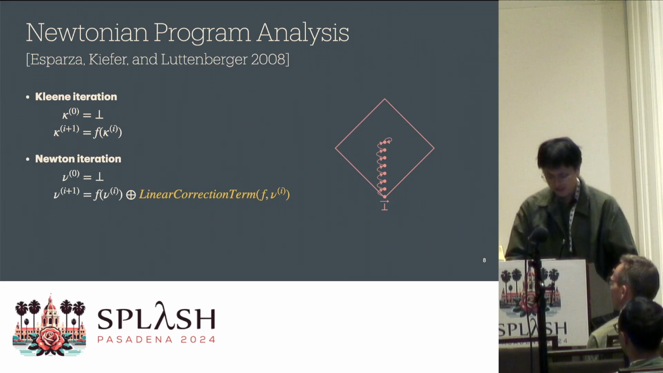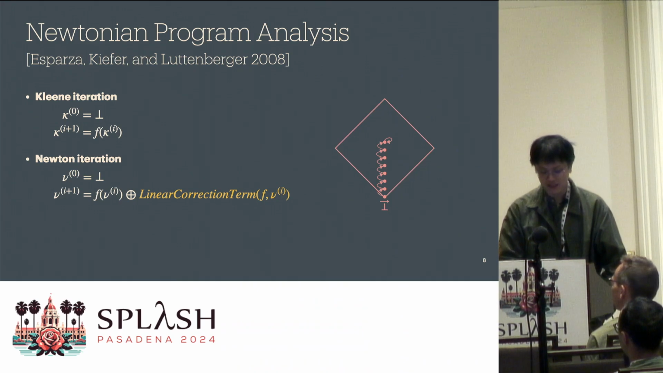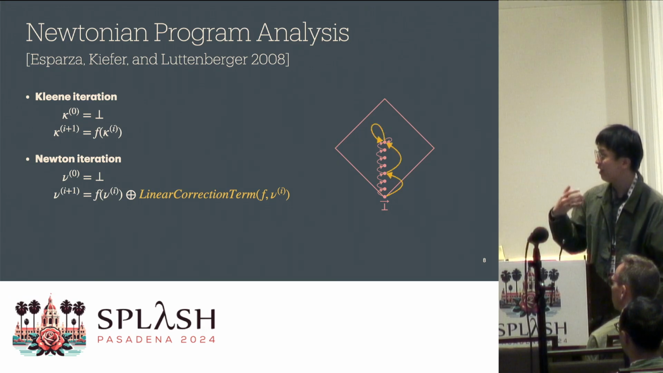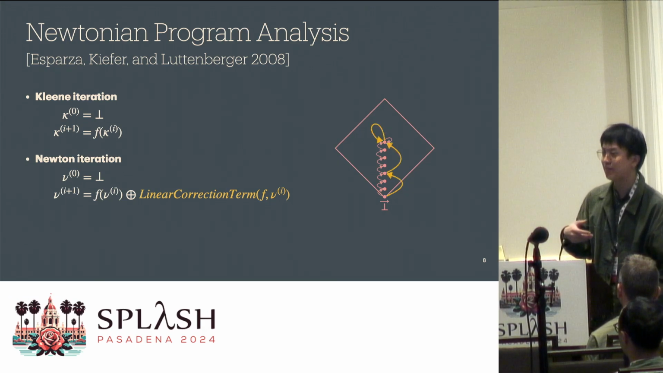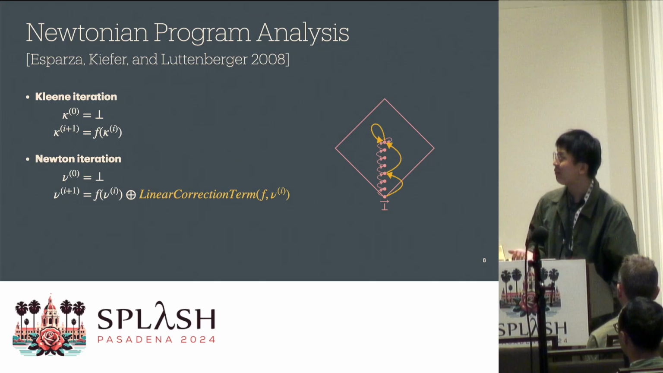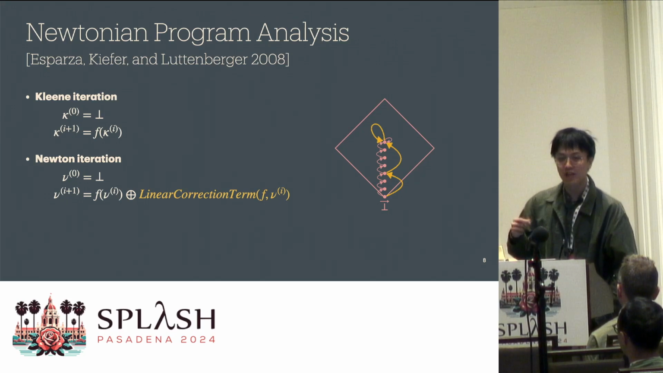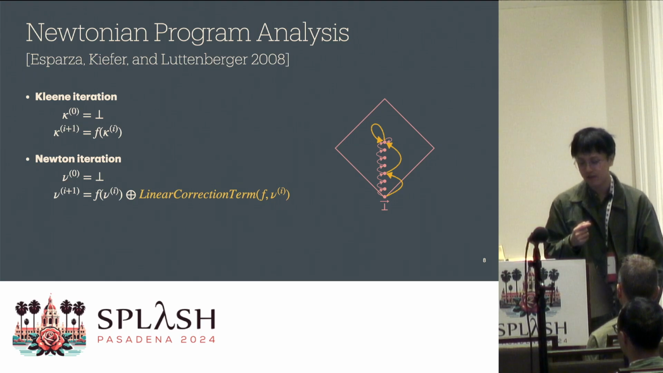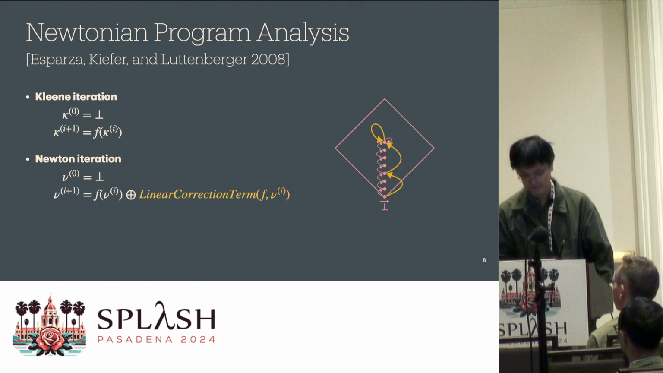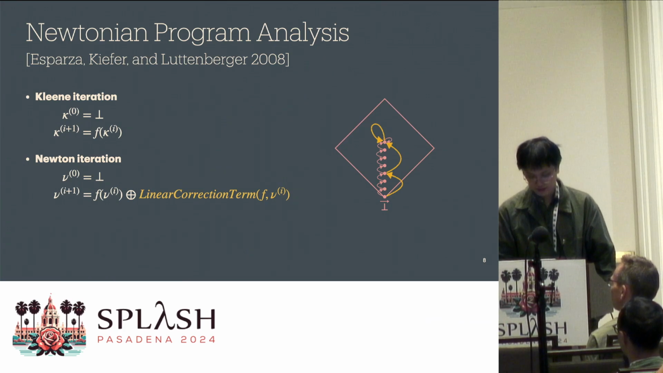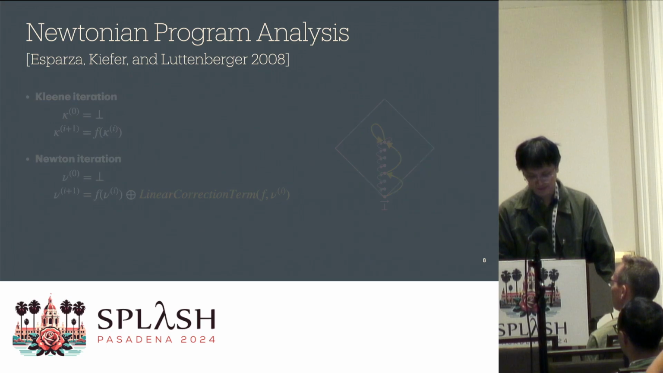And for the high-level idea, we can also demonstrate this kind of Newton iteration visually: one Newton iteration will basically make multiple Kleene iterations, and then it will converge to the final solution with fewer steps. Then, how is this linear correction term constructed?